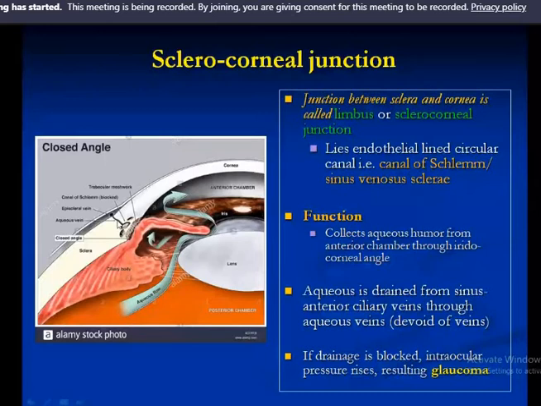Now whenever you have a problem in the drainage system, or whenever the drainage is blocked, then what will happen? The intraocular pressure will rise because we have a lot of aqueous humor over here, which will increase the pressure. That is known as glaucoma. Okay? That is known as glaucoma. So this is all about the sclerocorneal junction. Is it clear? Sclerocorneal junction?